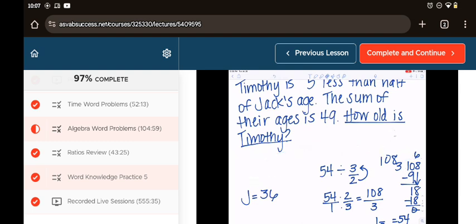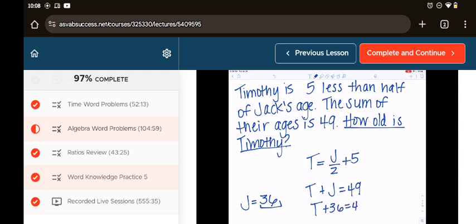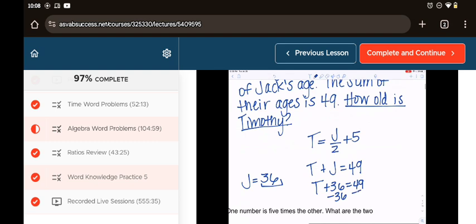So I'm going to go back to my original equations. In my original equation, I said Timothy is 5 less than half of Jack's age, j over 2 minus 5. And the sum of their ages, Timothy plus Jack, equals 49. So you know what I'm going to do? I'm going to replace Jack with 36. So Timothy plus 36 equals 49. I'm going to subtract 36. 9 minus 6 is 3. 4 minus 3 is 1. So I get Timothy equals 13, which means he's 13 years old.